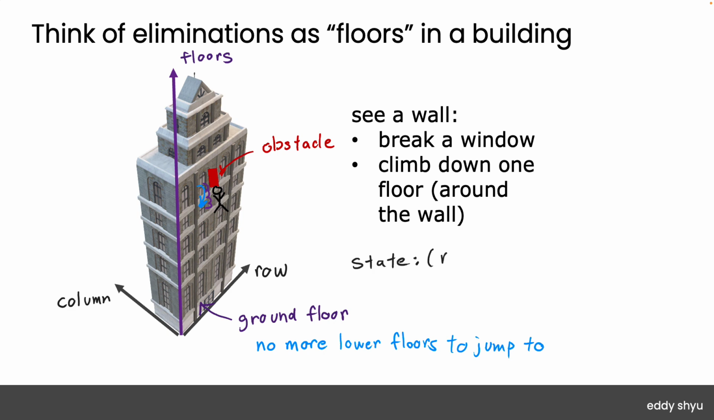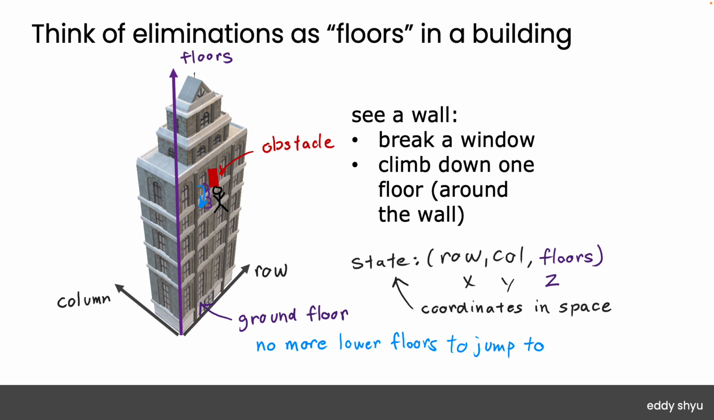Okay, so you can think of the state as the row and the column, and also the number of floors. So if you think about it in your mind as a physical location, when you're on the same row and the same column, like maybe the same room number, but you're on a different floor, then you can think of that as a different state, a different location in space. So that's why they're stored uniquely. So there's like an x coordinate, y coordinate, and a z coordinate. All right, so you can think of these as coordinates in space. And that's why you can think of the number of rows and the number of columns and also number of eliminations as your state.